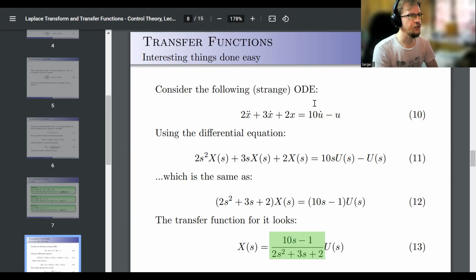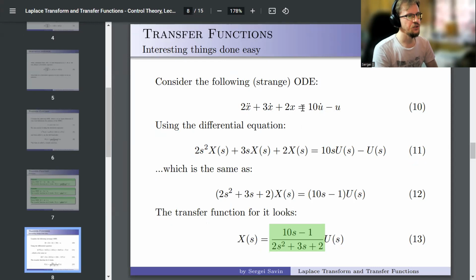So this is how we can use transfer functions to deal with these types of equations. And as you can see, it is not a problem. At least transformation is easy. There are no barriers. Whereas in ODEs, this just looks weird. In transfer functions, it looks perfectly natural.